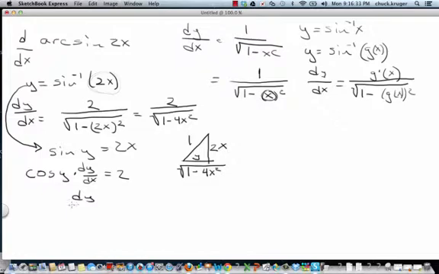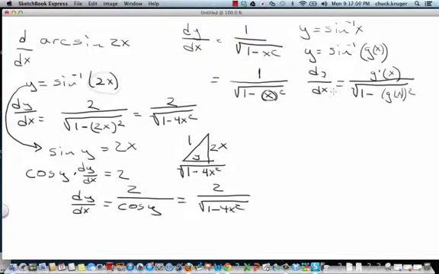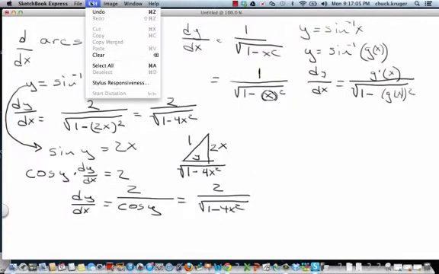So I have dy/dx is equal to 2 over the cosine of y. But what's the cosine of y? It is adjacent over hypotenuse, which is the square root of 1 minus 4x squared. So this method that I showed you on previous videos can also be used here to find the derivative. You have the shortcut, and then what I call a long cut. Let's take a look at another problem, which is the next problem in the notes.